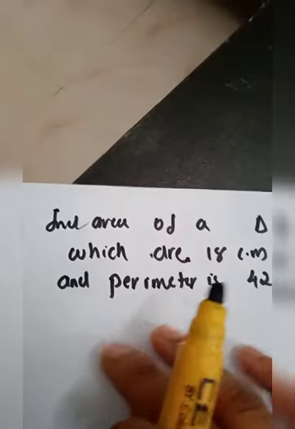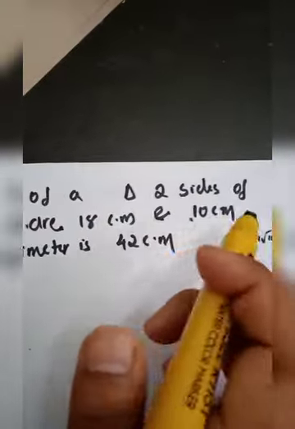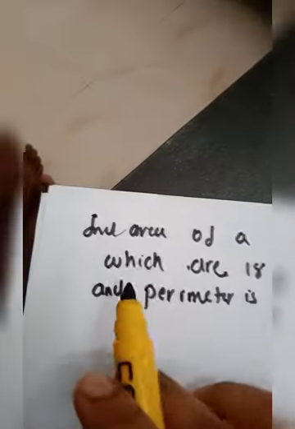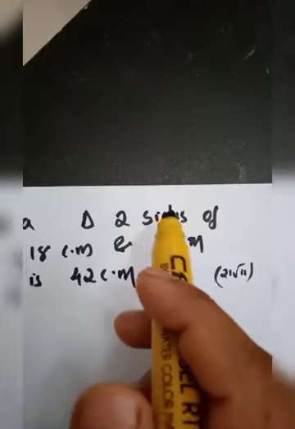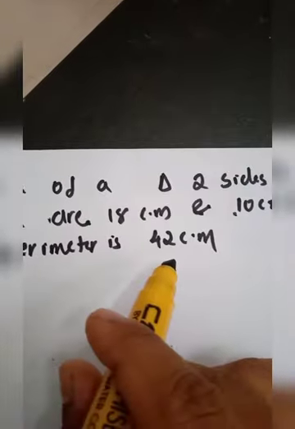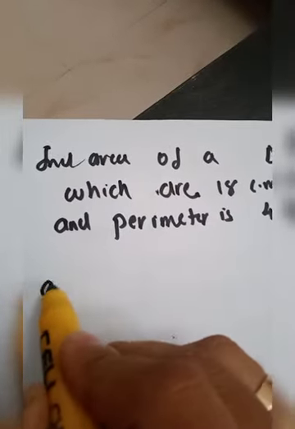By the next class we will wind up this exercise discussion. Find the area of a triangle, two sides of which are 18 centimeter and 10 centimeter, and the perimeter is also given. You are supposed to calculate the area of the triangle. We know that to calculate the area of a triangle we need three sides, but unfortunately two sides are given, 18 centimeter and 10 centimeter. Instead of the third side they gave the perimeter as 42 centimeter. So we are supposed to calculate the area of this triangle, and it's very simple.